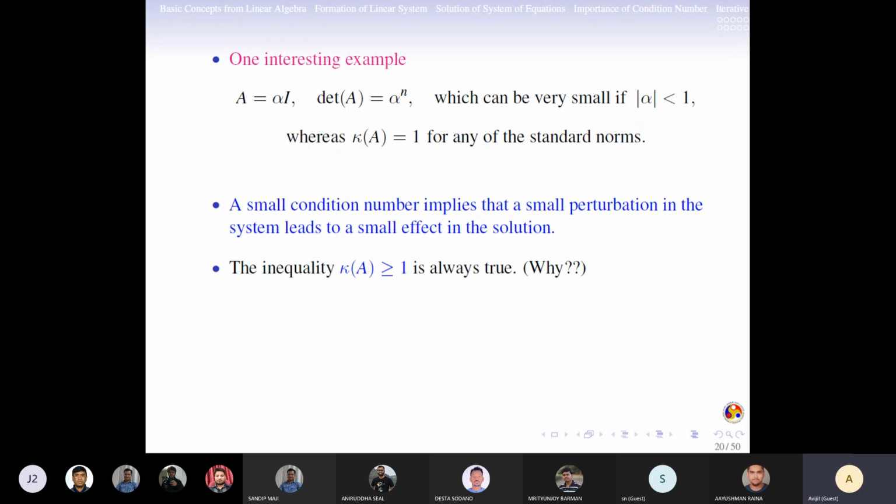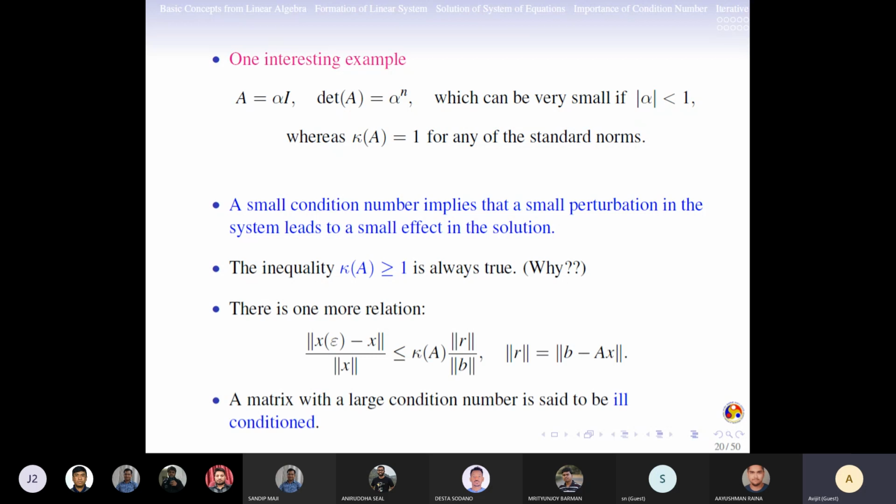Because it's very simple. Kappa(A) equals norm of A times norm of A inverse. Okay, so the answer is that we know the norm of I, the identity matrix, is 1, and I equals A times A inverse. So if you use the Cauchy-Schwarz inequality, that will give you that kappa is always greater than or equal to 1 for any matrix in any norm.